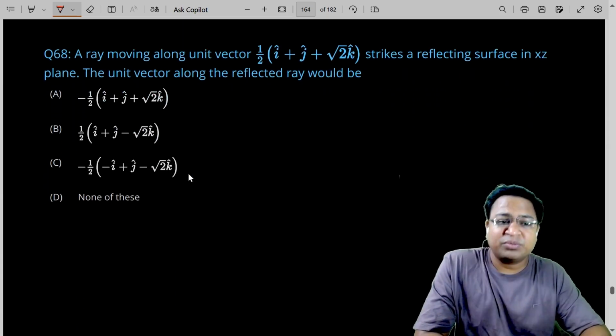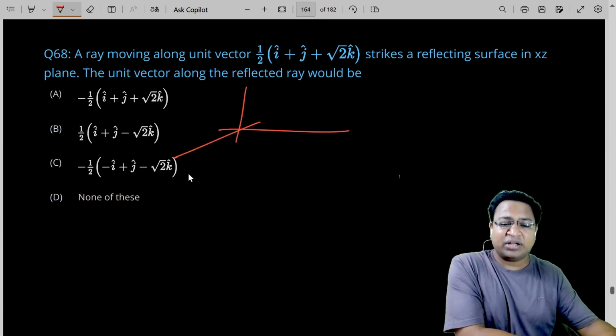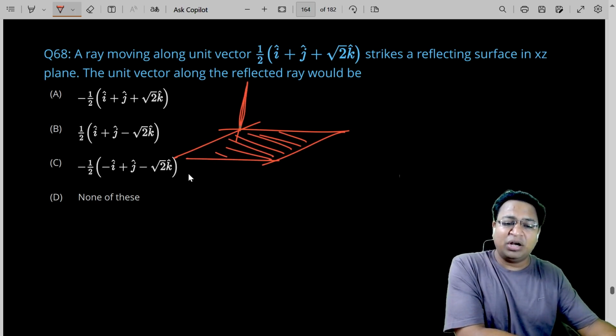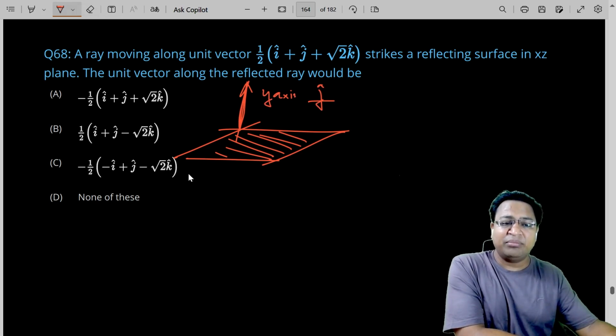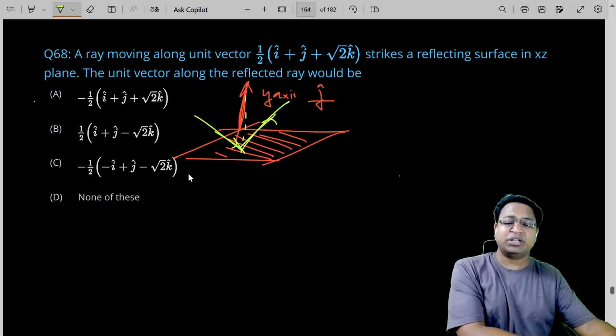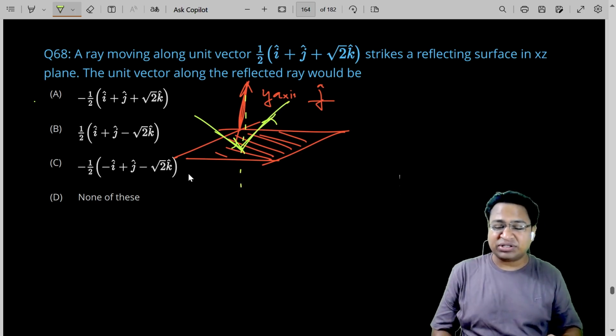Okay, next we go to question number 68. It says a ray strikes. So guys, in these questions, if this is the exit plane, the normal on the exit plane will be along the y-axis, or you can say the j-axis. So when a ray strikes a plane mirror and gets reflected back, whatever component is perpendicular to the plane mirror, only that component changes its sign and no other change takes place.